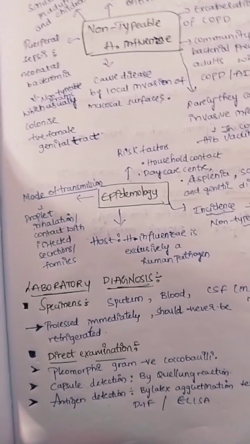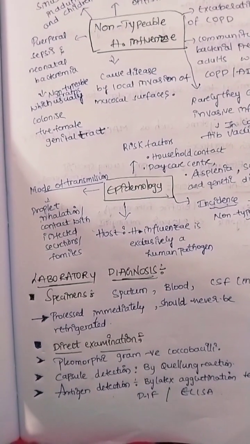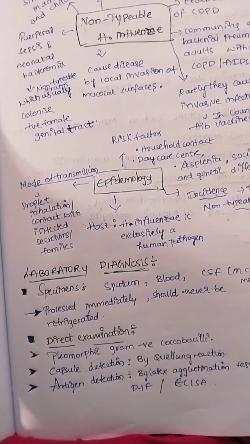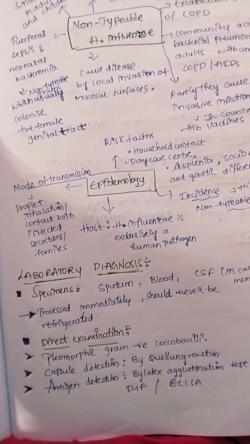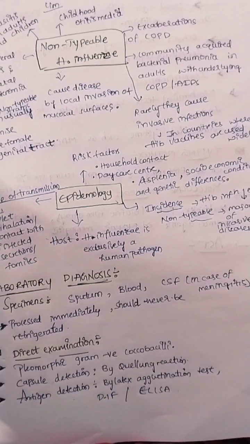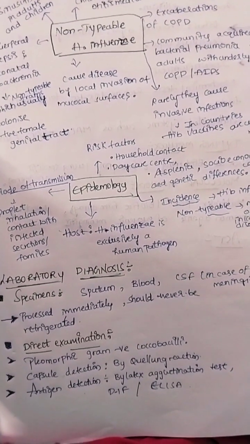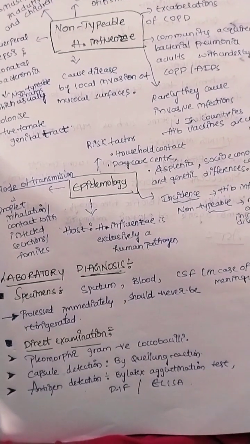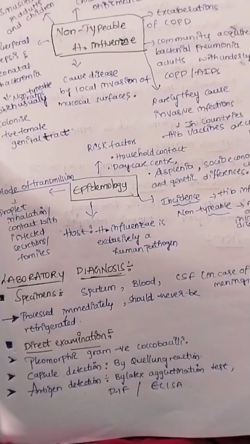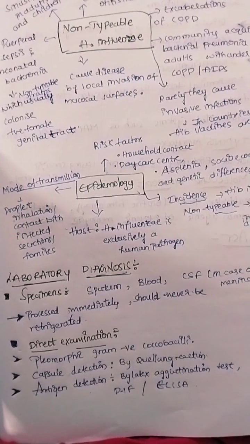Okay, and mode of transmission is droplet inhalation, contact with infected secretions or fomites. Okay, what is the laboratory diagnosis? According to the site of infection, we will collect samples: sputum, blood, and CSF. In case of meningitis, we will collect CSF. Process it immediately, and we should not refrigerate. If we refrigerate, the bacteria, being highly sensitive to low temperature, will die. No use. Our test will show negative.